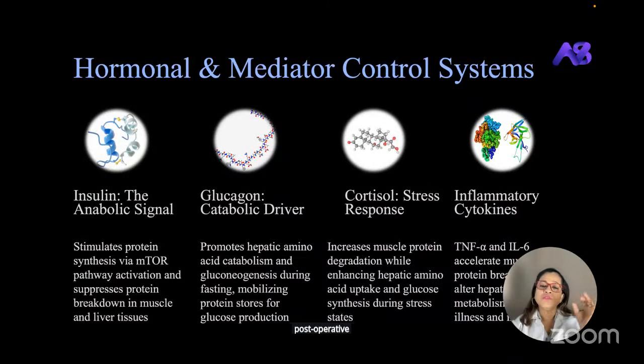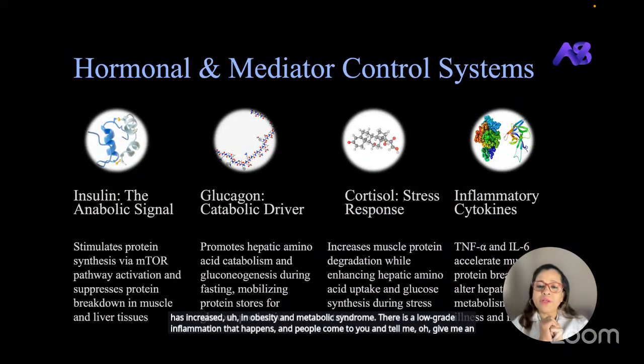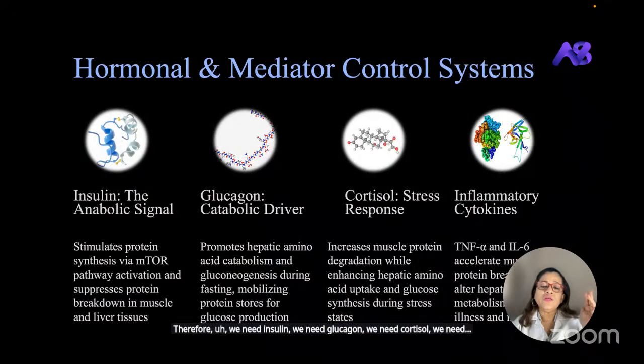Post-operative patients, suddenly there is the stress response, the cortisol has increased. In obesity and metabolic syndrome, there is a low grade inflammation that happens, and people come to you and tell me, oh, give me an anti-inflammatory diet, my CRP is increased, and all those things. So therefore we need insulin, we need glucagon, we need cortisol, we need all these things for proper hormonal control of this system.